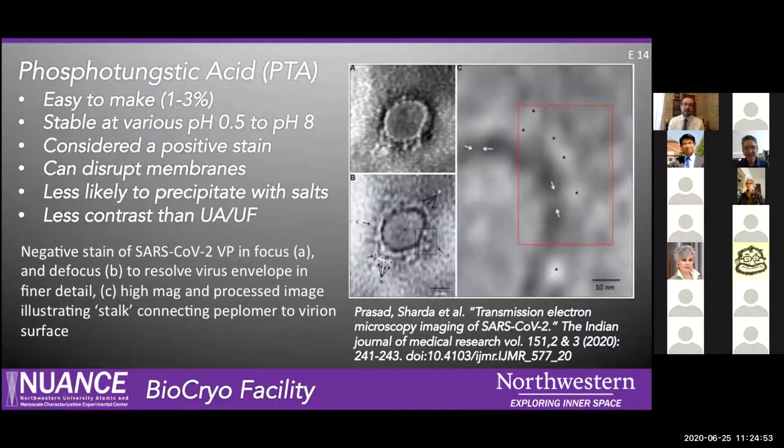Another advantage of it, though, is it is less likely to precipitate. Obviously, it's not as low or as high of a Z as uranium, so we're not going to see as much contrast. So in this image on the right, from a very recent paper, they're imaging COVID. With the phosphotungstic acid, we're able to really get in there and see some finer detail, especially when the image is slightly defocused. You can make out the stalk that connects the peplomer to the virion surface.